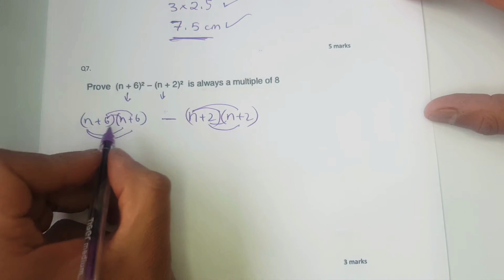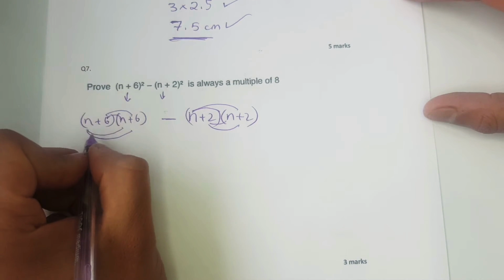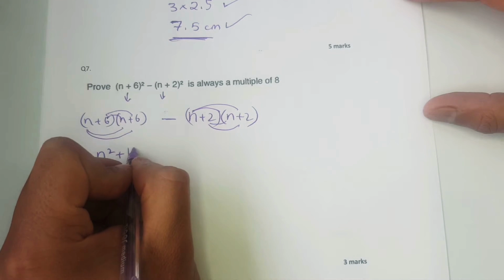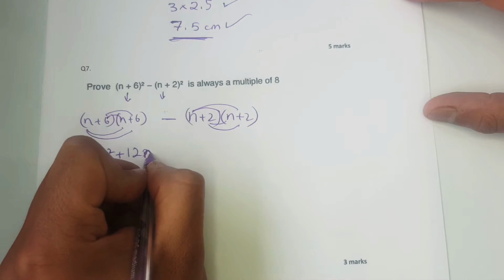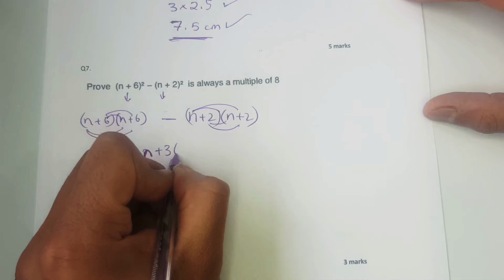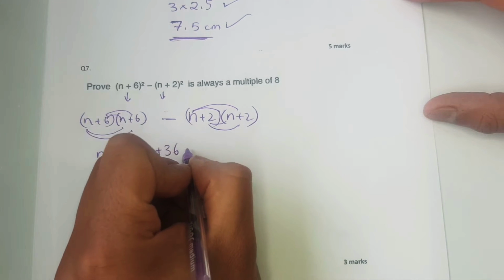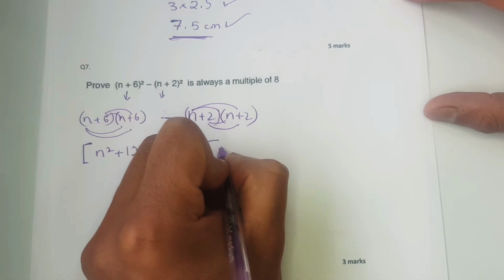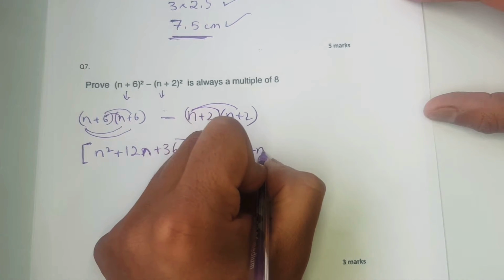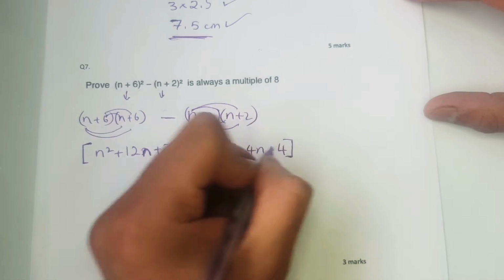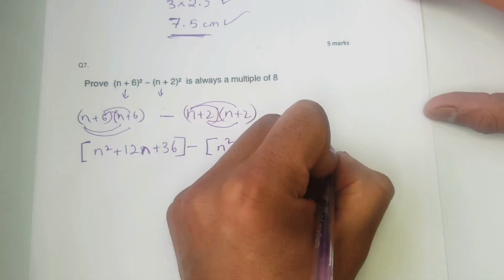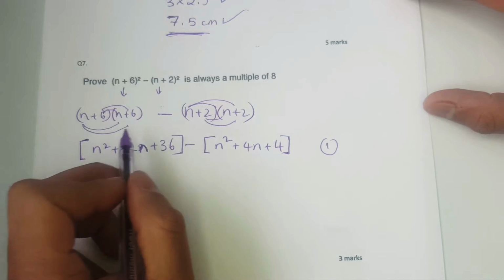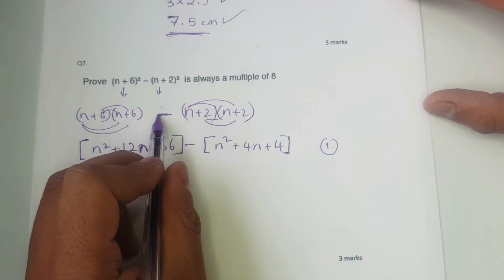Then I'm going to do a quick shortcut because I know the answer. So it's going to be n squared plus 2 times the product, which is 12n, plus 36 for that bracket. I'll group them together, minus n squared plus 4n plus 4 for that bracket. That will get you the first mark. The second mark is for simplifying it. Be careful because there's a negative sign that we're taking away here.